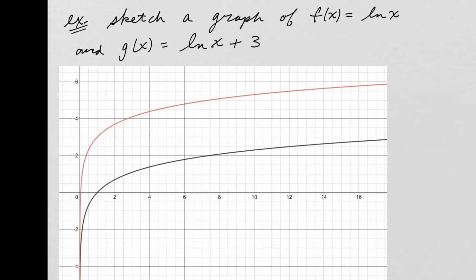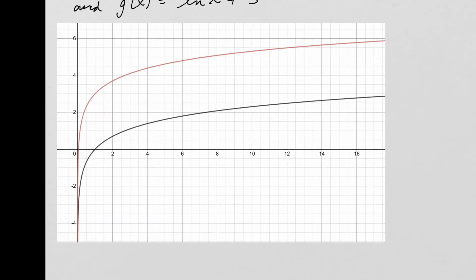Okay, so if we look at this black graph, it was the original function, so this is f of x equals natural log of x. And then the red graph is the second one. So this was natural log of x plus 3. Okay, and it looks like it is the same exact graph, natural log of x, but it's shifted vertically up by 3 units. Do you guys see that? So it's shifted vertically up by 3 units.